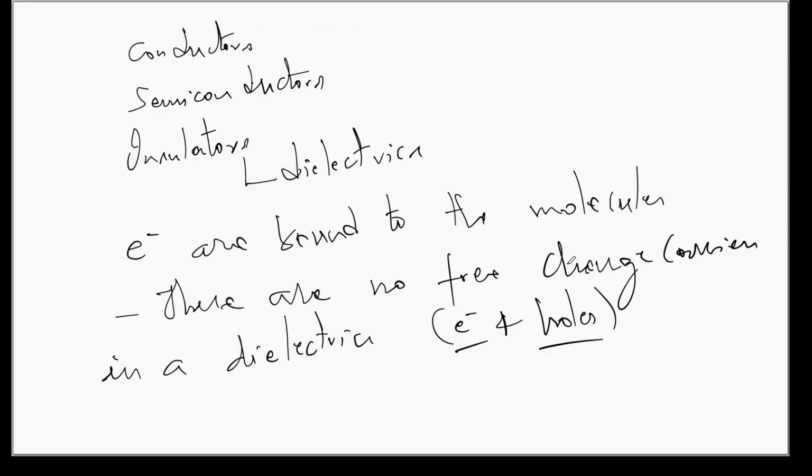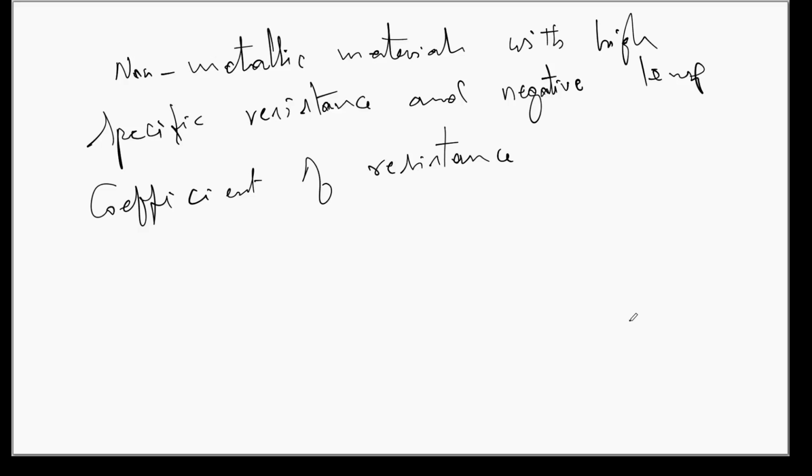In this video we have seen what dielectrics are. We have said dielectrics are a special category of insulators, and in dielectrics we do not find free electrons. Electrons are bound to the molecules of the dielectric material. Generally the dielectrics are non-metallic materials with high specific resistance, and they also have a negative temperature coefficient of resistance.